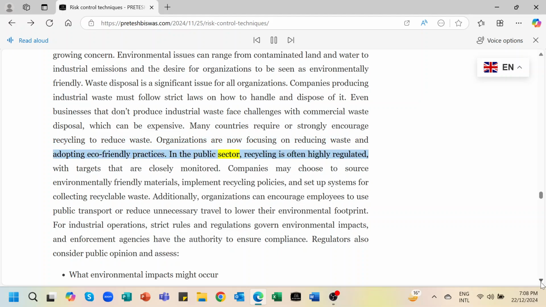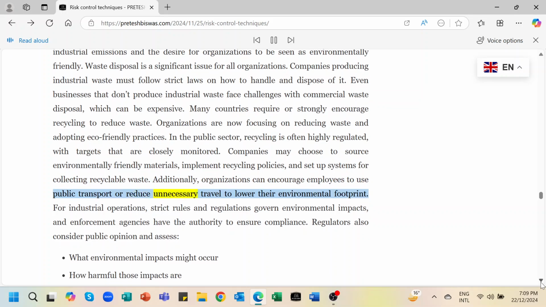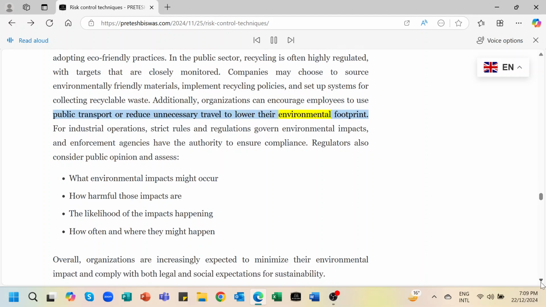In the public sector, recycling is often highly regulated, with targets that are closely monitored. Companies may choose to source environmentally friendly materials, implement recycling policies, and set up systems for collecting recyclable waste. Additionally, organizations can encourage employees to use public transport or reduce unnecessary travel to lower their environmental footprint.